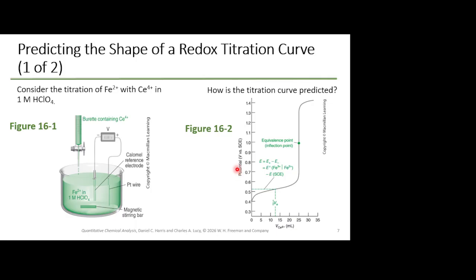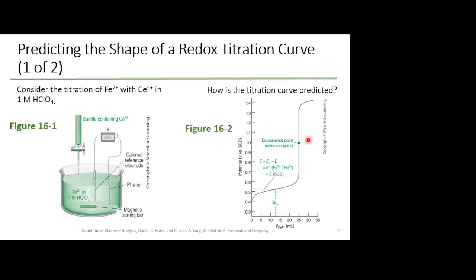This is the potential right here. This is the voltage versus the calomel electrode right there, the SCE. This one right here is going to be the volume of the titrant you put in. And so what we'll see here is we'll again get an equivalence point, and that's going to be your inflection point.